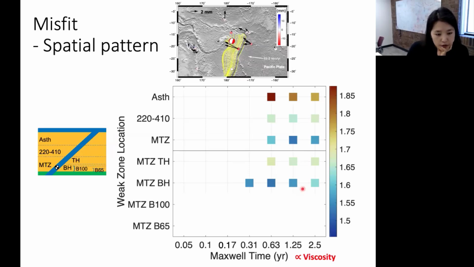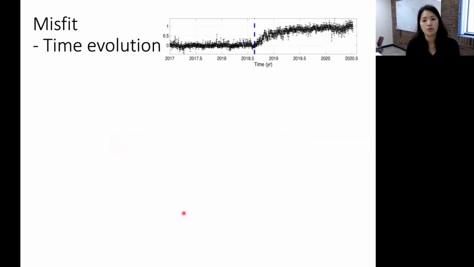We can further refine and make the weak zone thinner. And we found that thinner weak zones require smaller viscosity to fit the model better. So that's why we're moving leftward here in this plot. And you can see that this corner is fitting the data the best so far. Now, that was looking at the misfit to the spatial pattern, we can also look at how these different models might fit the time evolution of the postseismic deformation.